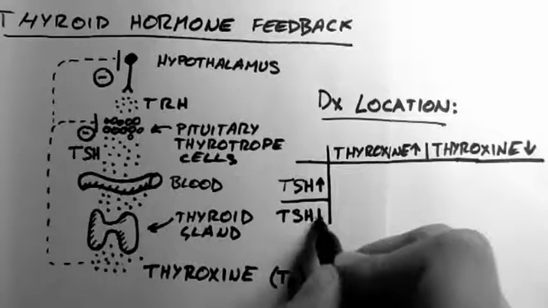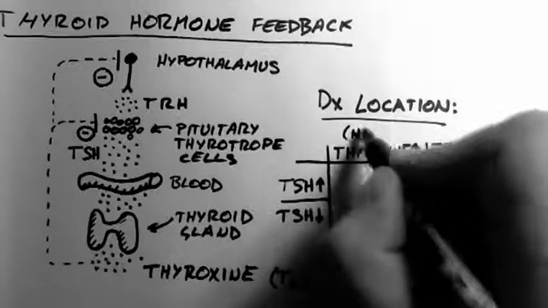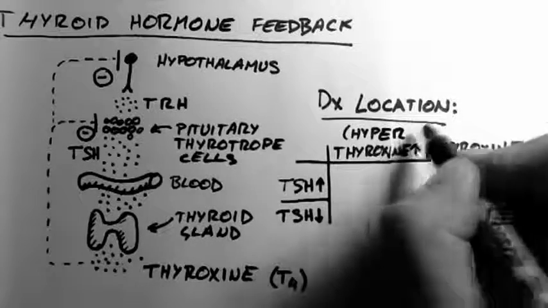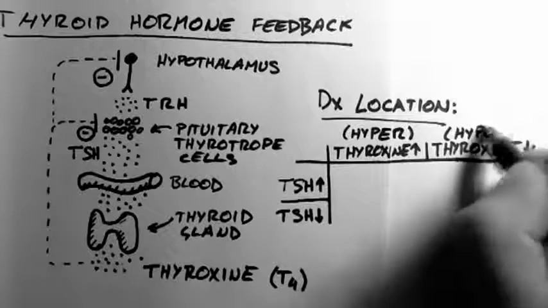So if thyroxine is high, this is what we call hyperthyroidism. And if thyroxine is low, this is what we call hypothyroidism.